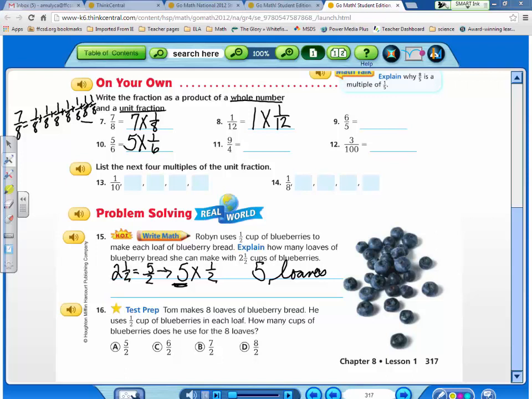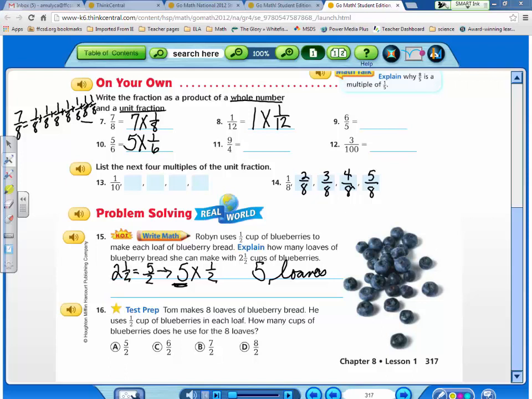The other thing we talked about today was listing multiples of unit fractions. So multiples are counting by things. So if you remember, the multiples of 4 are 4, 8, 12, 16, 20. We're going to do the same thing with fractions. So we would say 1/8, 2/8, 3/8, 4/8, 5/8, and we're just listing multiples. So that would be 5 groups of 1/8.